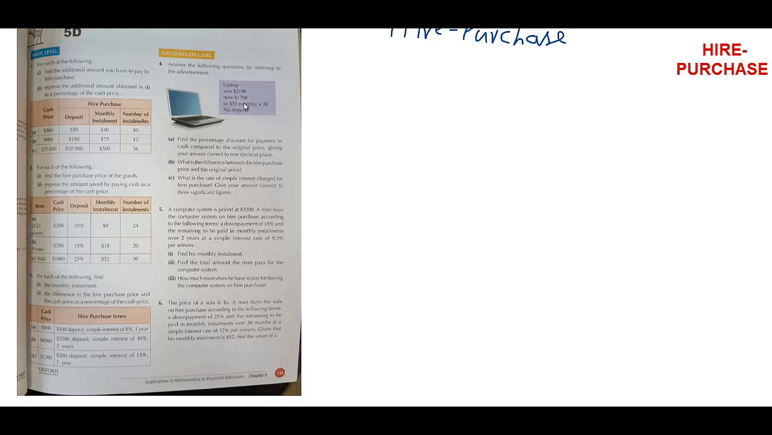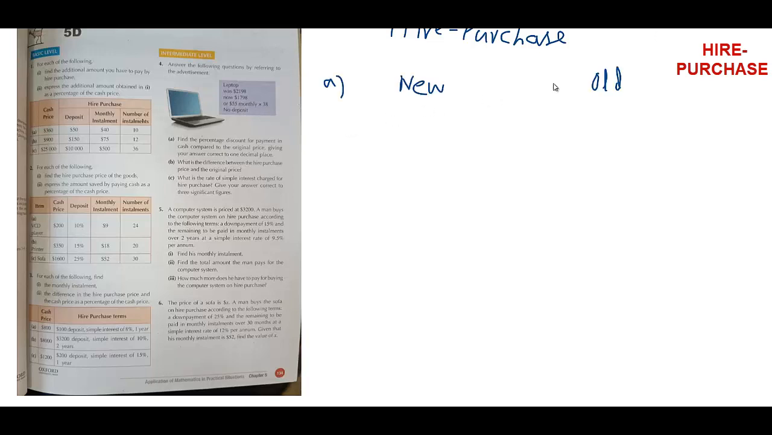But there is another option, that is the hire purchase installment option, with a monthly installment of $55, and there are 38 installments and no deposit. There is no down payment. You need not give any initial deposit. Without giving any initial deposit, you can go for monthly installments. So this is the advertisement. The first case, if you pay the full cash, you will receive a discount. The second option is monthly installment, the hire purchase case.